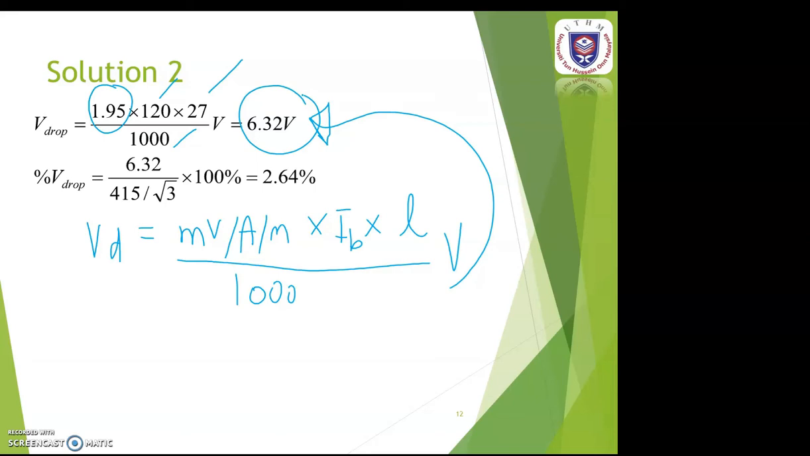Then you have to calculate the percentage of the voltage drop. As we know, the percentage voltage drop is the voltage drop divided by the phase voltage or the system voltage. So 415 is the line-to-line voltage, so you have to convert to the phase voltage. You get 415 divided by root 3. Now you have to times by 100%, and you get 2.64% for the voltage drop.